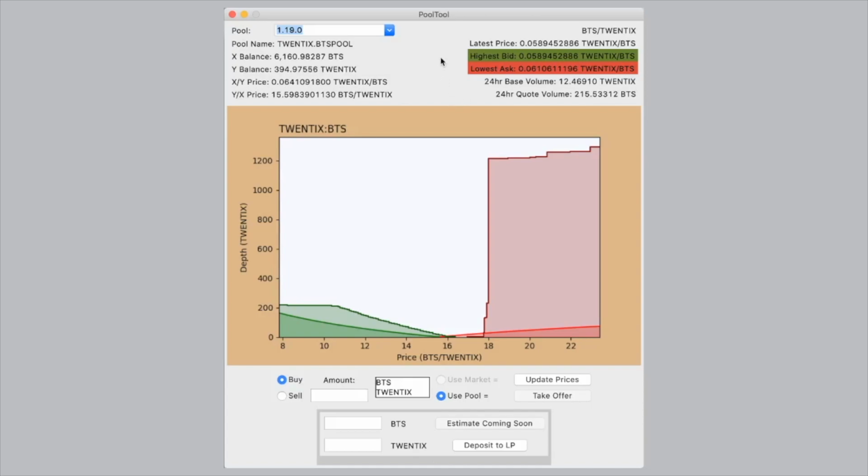To the right on the top over here, there's just some basic market information. In the middle, we have one of the best features of PoolTool, which is the pool depth versus the market depth. This will help visualize what the markets look like versus how the pool looks. Let's go to a pool that really shows the power of this tool.